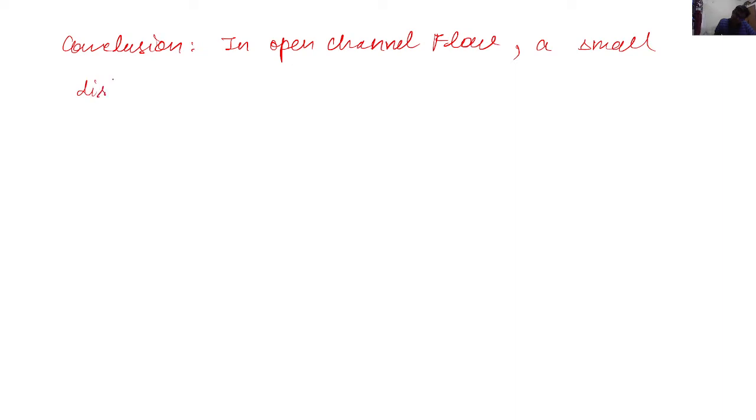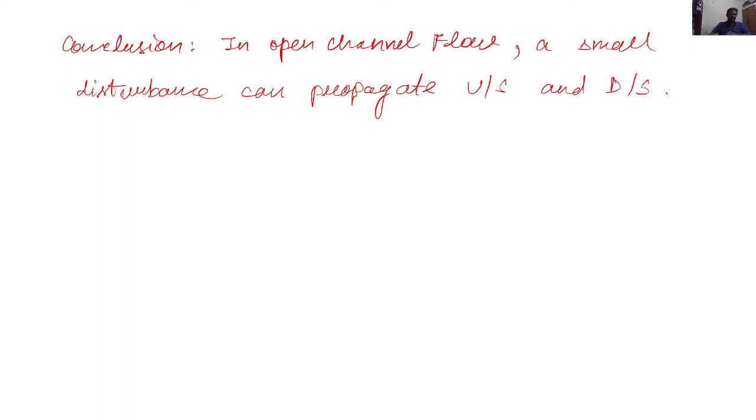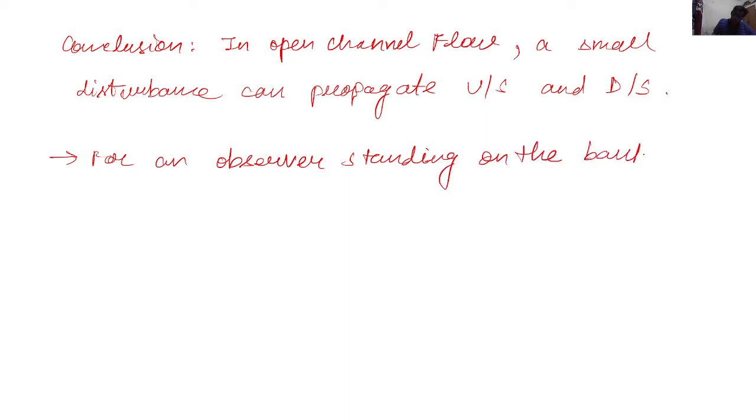So the conclusion out of it is that in open channel flow, a small disturbance, which is nothing but the celerity, can propagate upstream and downstream. We already showed the two cases where the propagation can be upstream or downstream. So let us suppose an observer is standing on the bank of the river. What will you observe? For an observer standing on the bank, the absolute speed of the small wave.